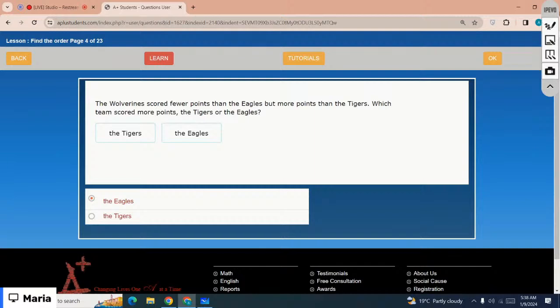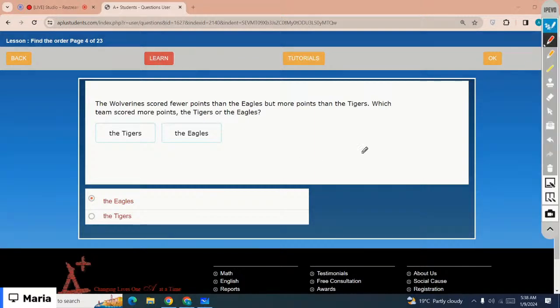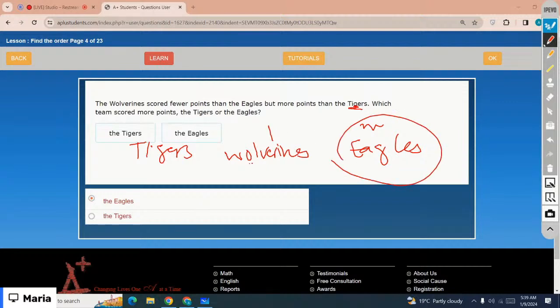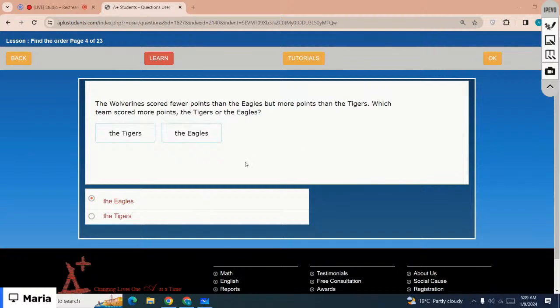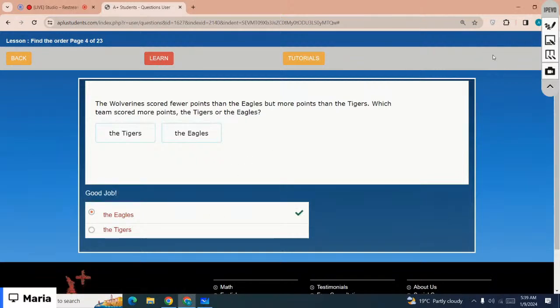Wolverines scored fewer than Eagles, right? So here is Eagles. Eagles scored more and Wolverines less. But more points than Tigers, right? That means Wolverines have more than the Tigers. The question is which team scored more? So obviously the Eagles scored the more, right? The correct option is Eagles. Got it?